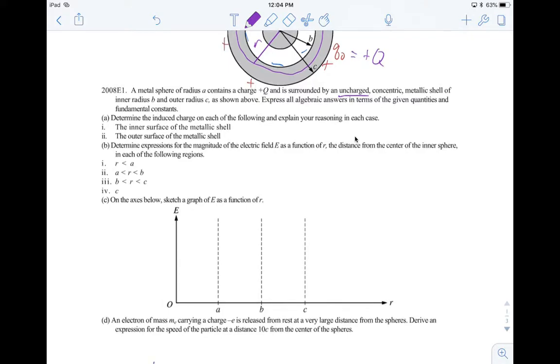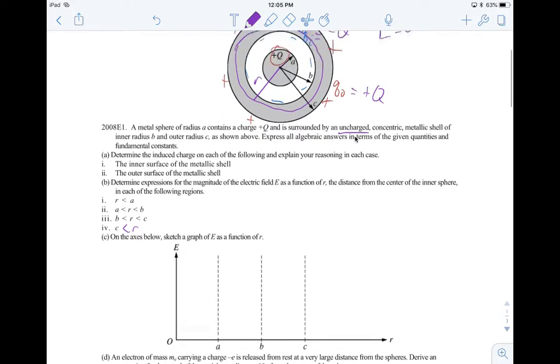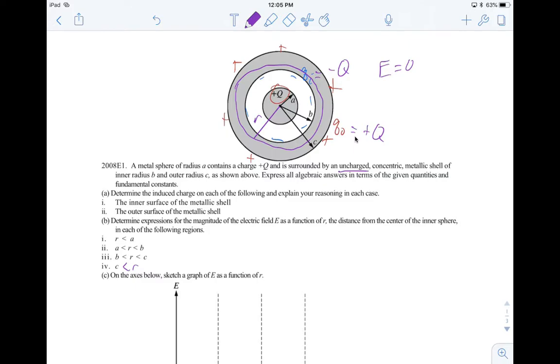I guess they forgot. We'll just do that anyway. I don't know what they mean there. So when r is greater than c, and then we're going to graph it for part C. Okay, so let's start with part 1.